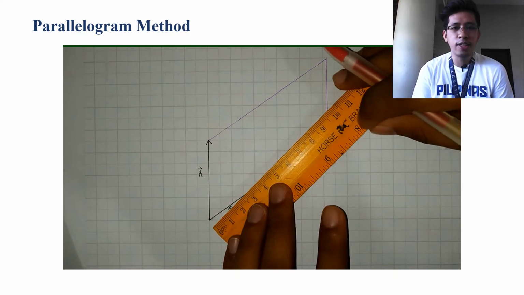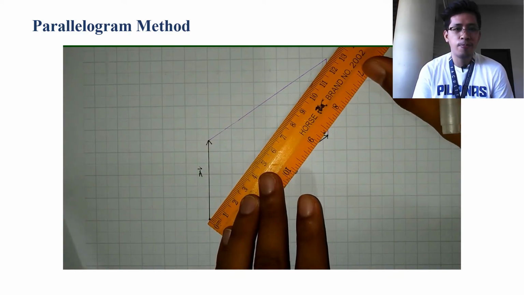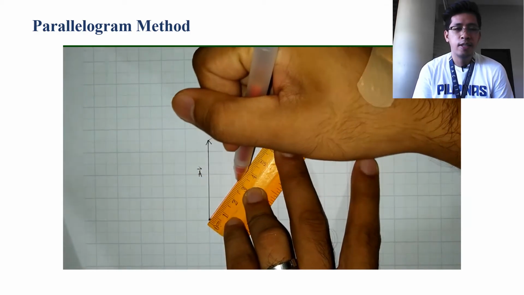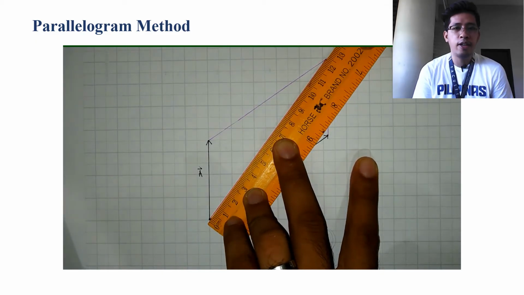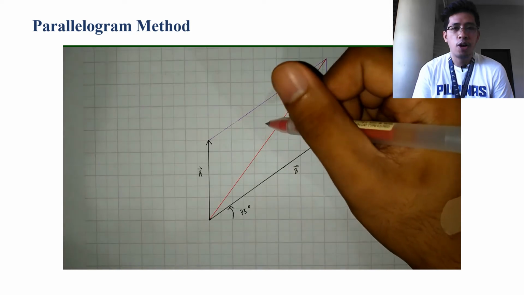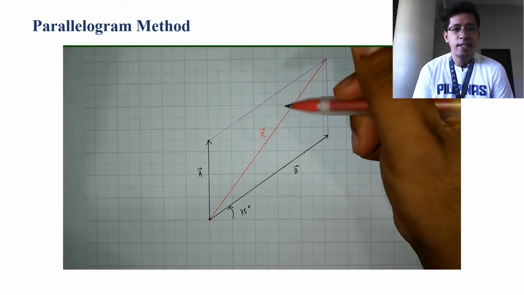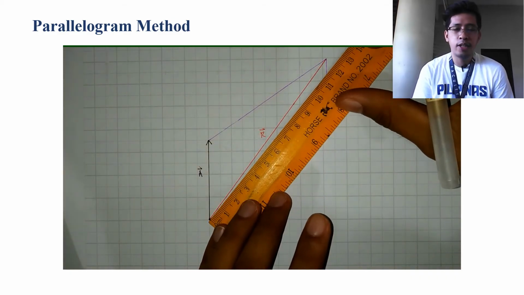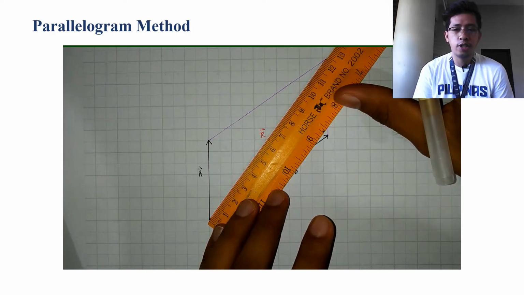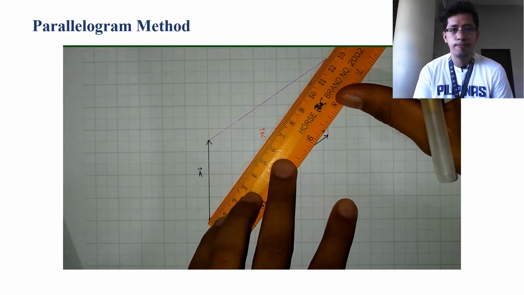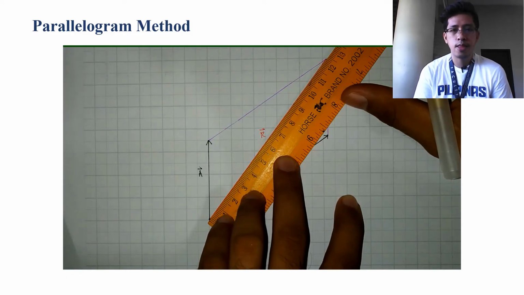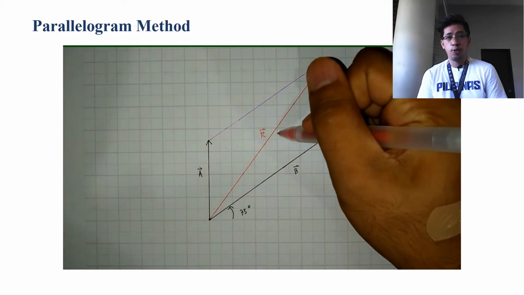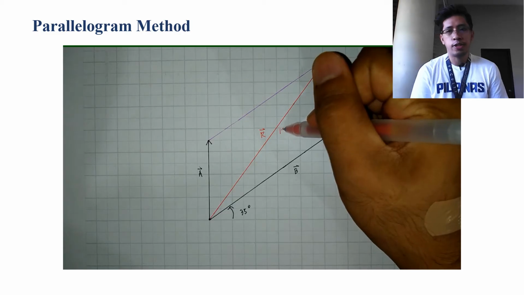Now the resultant vector is just from the origin towards the opposite side. So we're going to draw a diagonal line from the origin towards the opposite side. That red line is your resultant vector. So to find the magnitude of your resultant vector, you're just going to measure it again using a ruler. So that is at 12.5 centimeters.